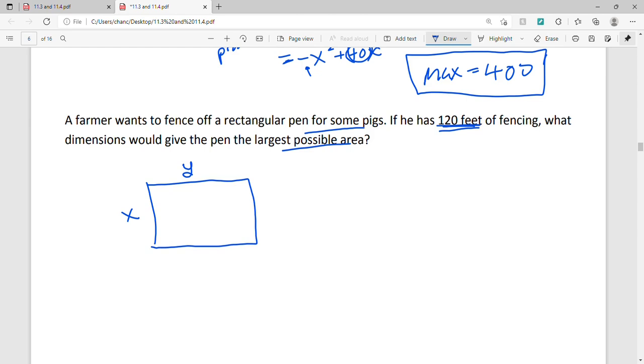Since this is a rectangle, the opposite side of x must have a length of x, and the opposite side of y must have a length of y. The area is going to be maximized, so we'll just have to create a function for the area. Recall the area of a rectangle is length times the width. In our case, the length is x and the width is y. So we'll just say the area is x times y.